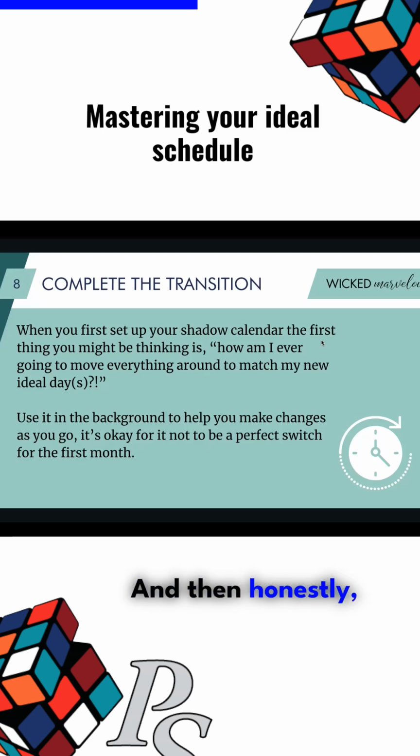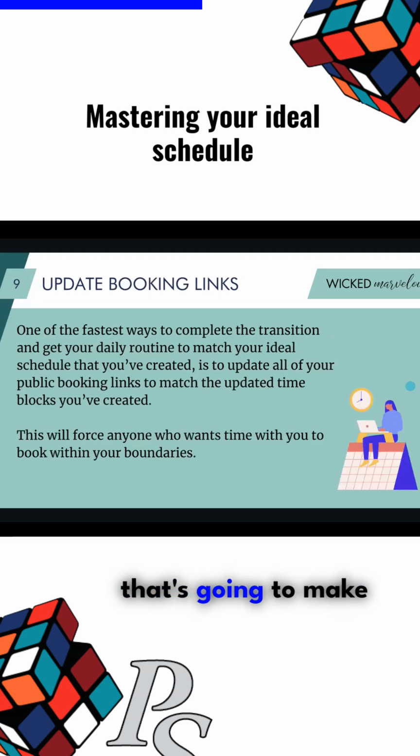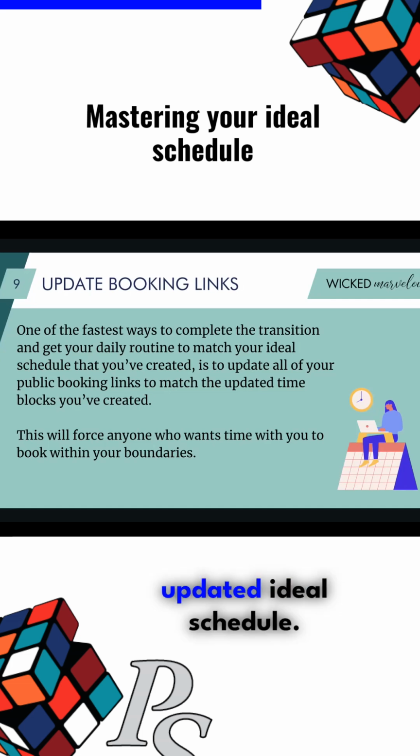And then honestly, the quickest thing that's going to make this transition is update your booking links. So once you've created your shadow calendar, go into your booking system, whatever it is you use. I use TidyCal, you probably use Calendly or Acuity or Book Like a Boss, all of those things, any of the ones that you use to create booking links. And if you do it in Google, even better. Then match all of those booking links to your updated ideal schedule.